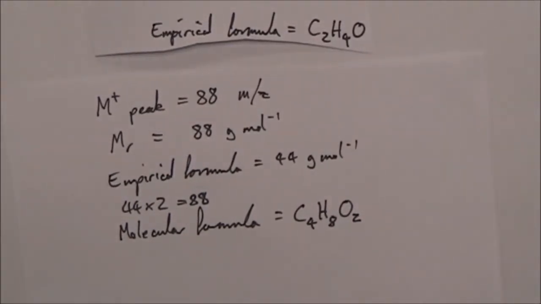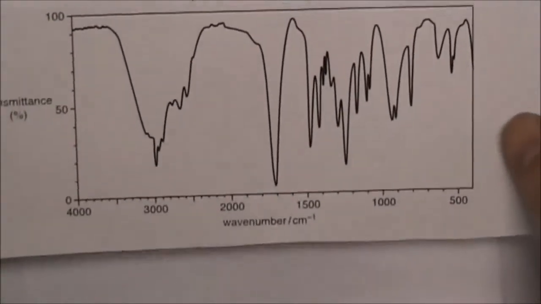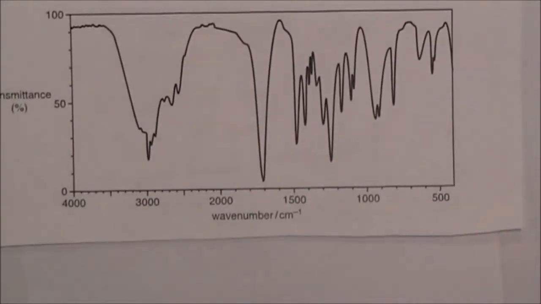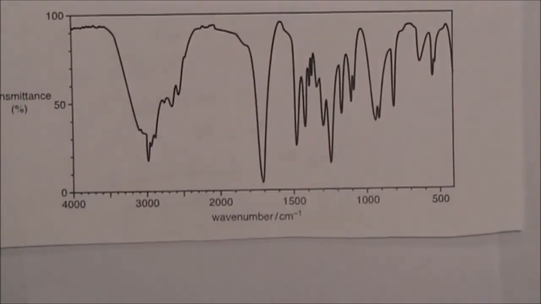So now we know what the formula is. There are lots of different compounds that we could guess that was, but there's a bit more information here. There's the infrared. So let's have a look at the infrared. Here it is. There are 2 things that we can see here. You should have learnt some characteristic absorptions and to recognise them.